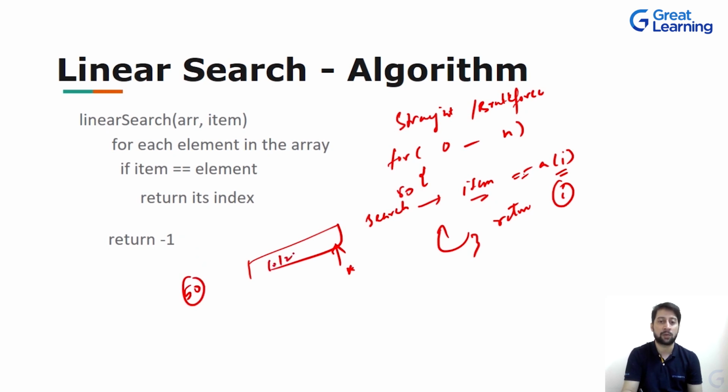Let's suppose this is 10, 20, 30 and 40. Now this 50 is not present in the entire array. At that time, what we are going to return is -1. So we will say that we were not able to find this element whenever we are returning this -1 in this array. And this -1 indicates that we were not able to find that element.